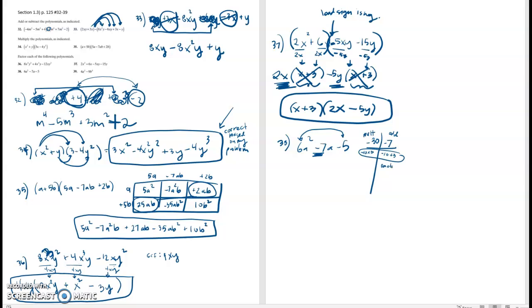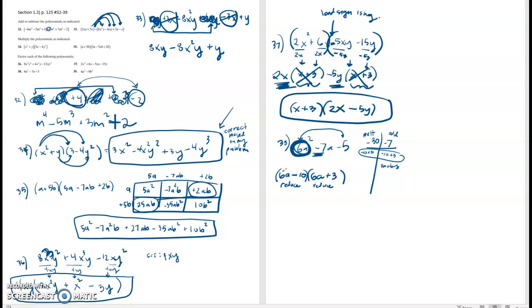Now, here's what I do. I take the lead term, but not the exponent, just the 6a, because that was the lead term. I put it at the front of two parentheses. So 6a goes at the front there, 6a goes at the front there. I take my factors that I found and I put them at the back. Negative 10 goes here, positive 3 goes there. And then I reduce. Now, it just so happens that both of these can be reduced. When you reduce, that number vanishes. It goes away.